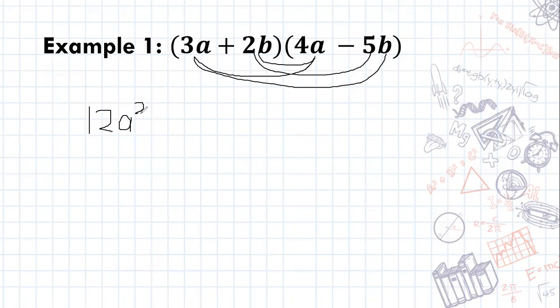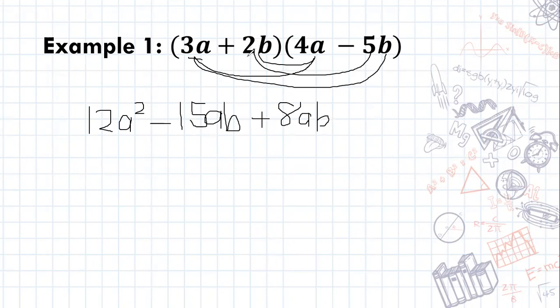12a squared. Then 3a is a positive, times a minus is a minus. 3 times 5 is 15ab. Okay, so that's the first term done. Now we look at the second term of the first bracket. So 2b times 4a, plus times a plus is a plus. 2 times 4 is 8. And we have ab or ba, and we write it traditionally in alphabetical order. And that will just help us when we are looking for like terms when we add our expressions together.